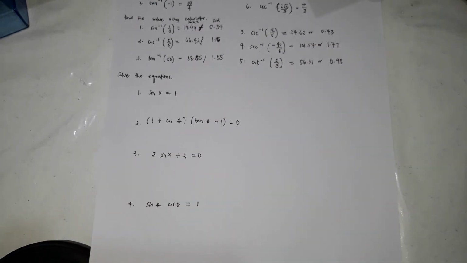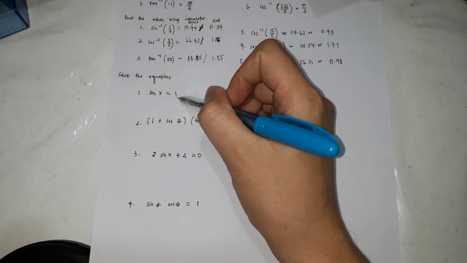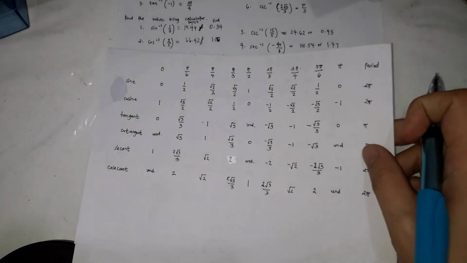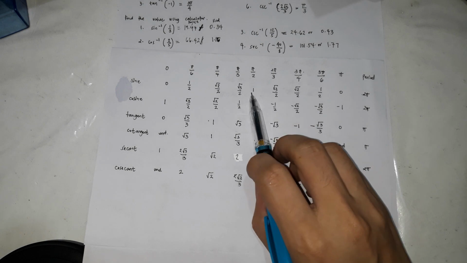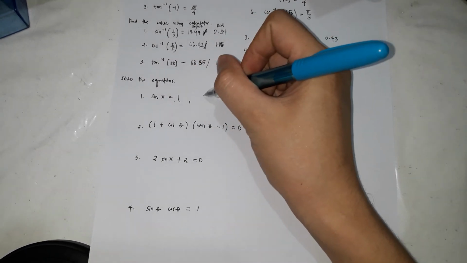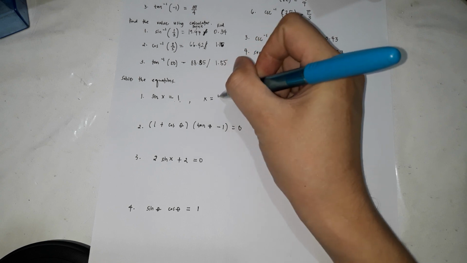So number one, it's sine x is equal to 1. We're going to look for x. So what angle would give us 1? If you're going to use the table, it's pi over 2. However, it's not just, again, x is equal to pi over 2.